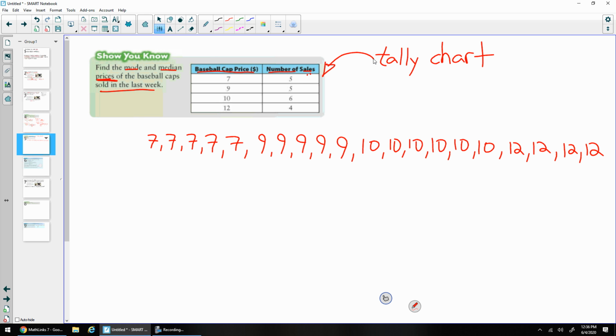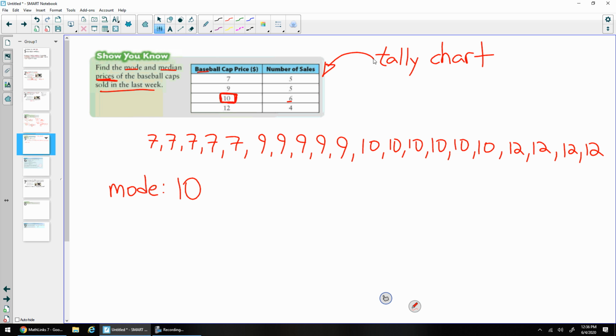So if we're trying to find the mode for this, when we have a tally chart, it's actually really easy because we can just look at our tally side, the number of each, and we can just see, oh, right here, 6 is the highest number. That doesn't mean that 6 is the mode, it means that 10 occurs 6 times. So that means that 10 occurs the most times, it occurs 6 times, and so our mode is 10.